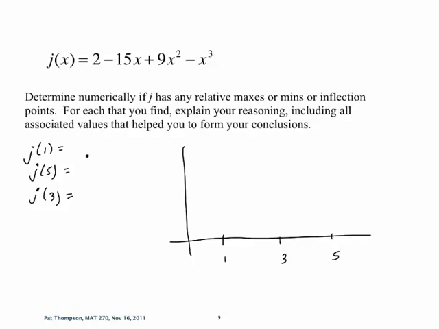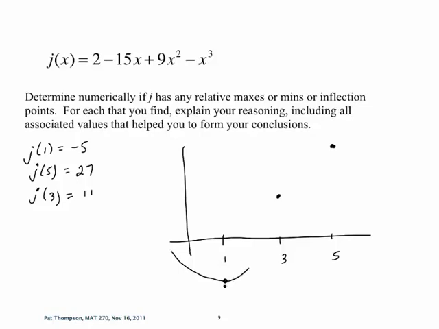Anybody got j of 1? J of 5. 20? And j of 3? Cool. All right, so j of 1 is negative 5. J of 5 is 27. And j of 3 is 11. And so with that analysis, we saw that the rate of change was negative, and then we had a pause, and then the rate of change was positive.